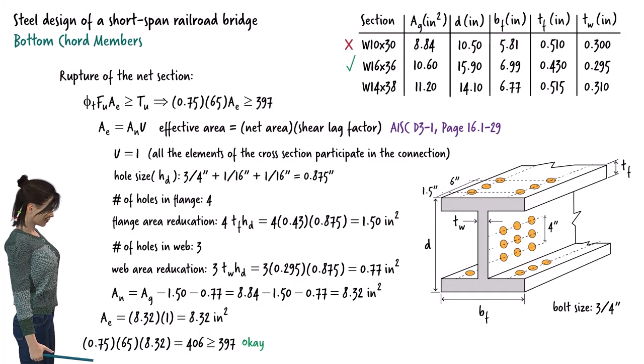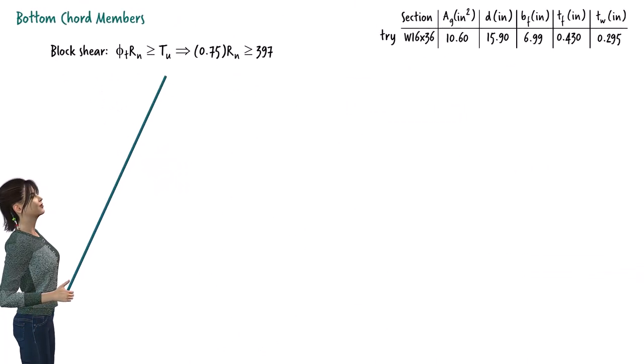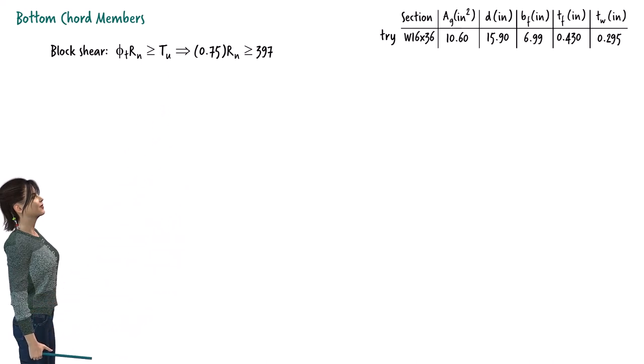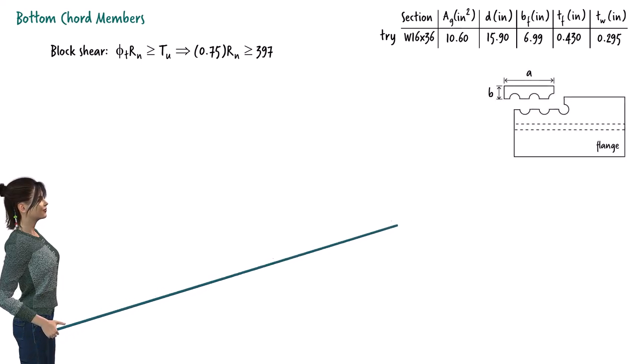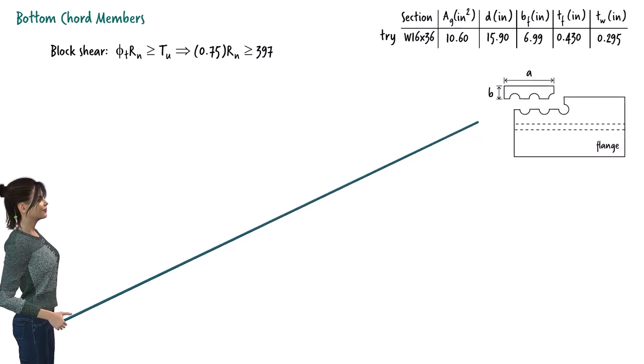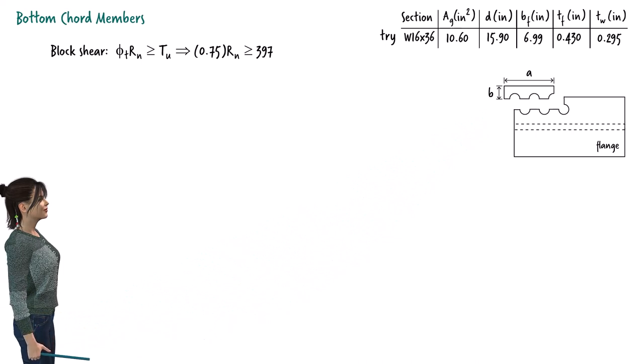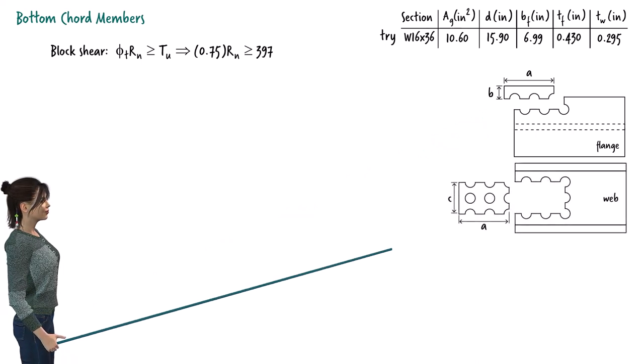So, W16/31 satisfies the rupture limit state. Let's see if this section also satisfies the block shear limit state. The block shear strength of the section must exceed the design tensile force in the member. The tensile force may cause the corner of a flange to tear off like this, or it could cause the web plate to tear off as shown here.